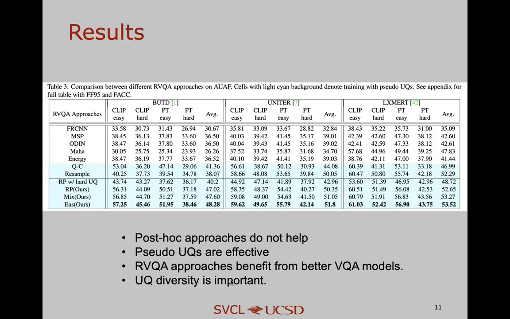In this table, we further compare different RVQA methods with three backbones: BUTD, UNITER, and LXMERT. First, we show that post-hoc approaches such as ODIN and the energy-based method do not help. Second, our proposed pseudo-UQ methods, including RP, MIX, and ENS, are effective. Third, our approaches benefit from better VQA models. LXMERT consistently outperforms BUTD and UNITER. Finally, training with diverse UQs is important. If we only train on hard UQs, the performance on easy UQs will be degraded.